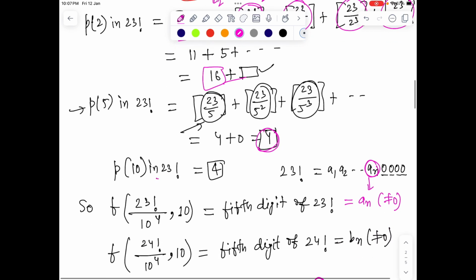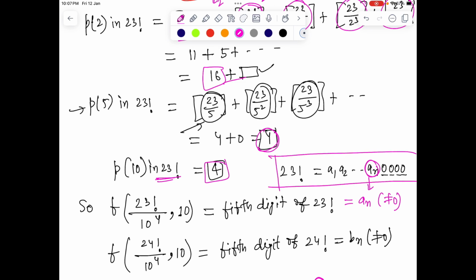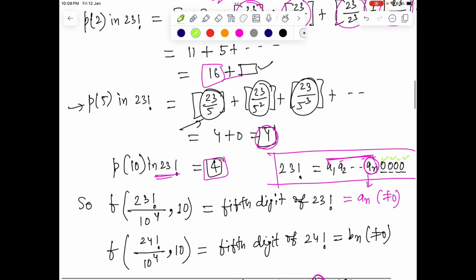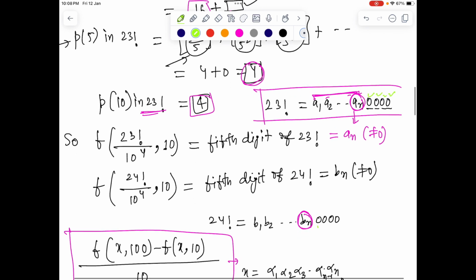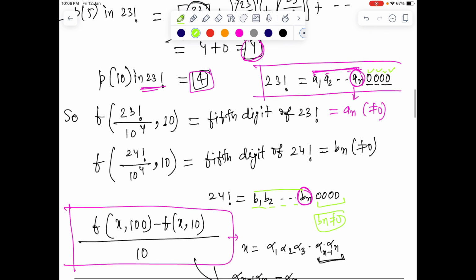So the maximum power of 5 is 4, hence the maximum power of 10 in 23 factorial is going to be 4. Which means 23 factorial can be written as some non-zero digit followed by 4 zeros. We don't know how many non-zero digits there are, we don't even care, but it will end with 4 zeros because we know the maximum power of 10 is 10 to the power 4. Similarly, you can calculate for 24 factorial, and because just incorporating one number, 24, will not add to the power of 5, it will exactly end with 4 zeros. So 24 factorial is also ending with 4 zeros and the first non-zero digit number will be bn.